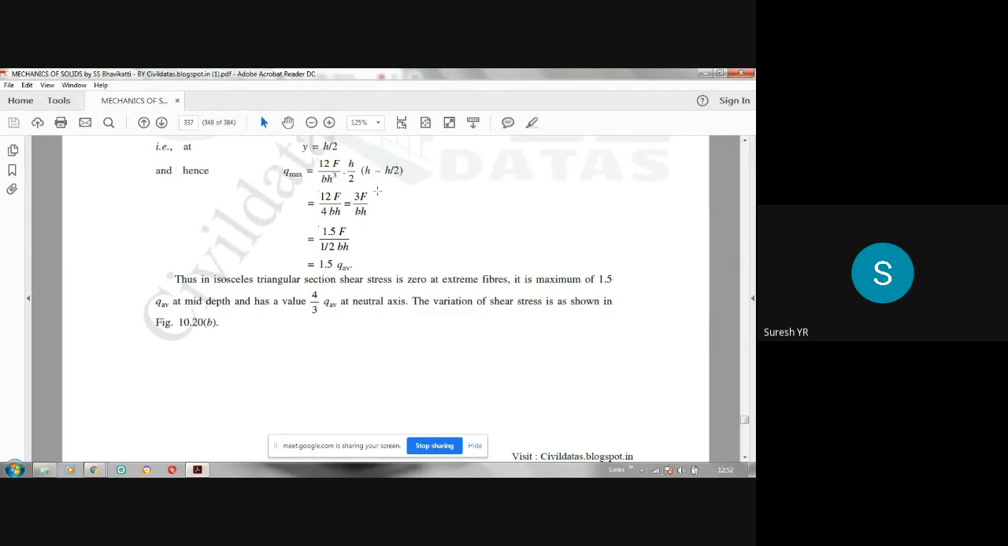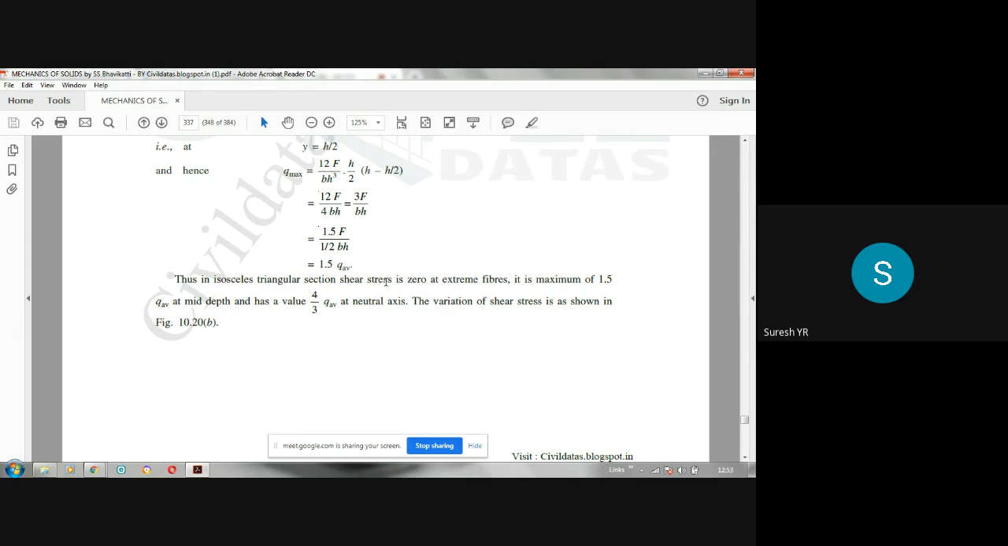Once again, I want to express this in terms of average shear stress. To express this in terms of average shear stress, the denominator should be half bh, which is the area. So 1.5 divided by half is 3, so it is written like this. Half bh is the area, f is the shear force. Shear force divided by area gives the average shear stress. So you are going to get 1.5 times q average.